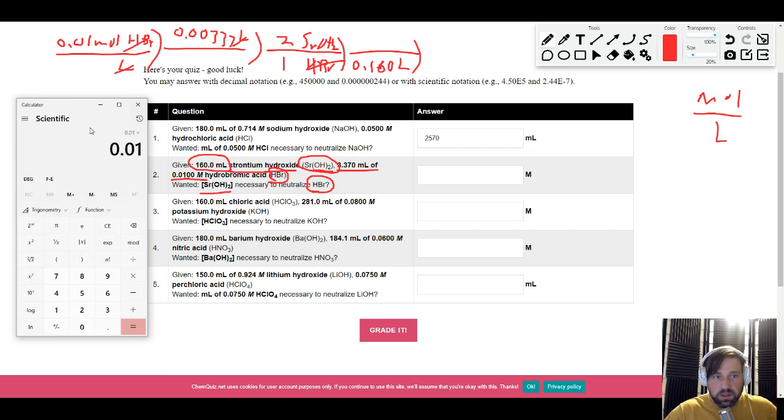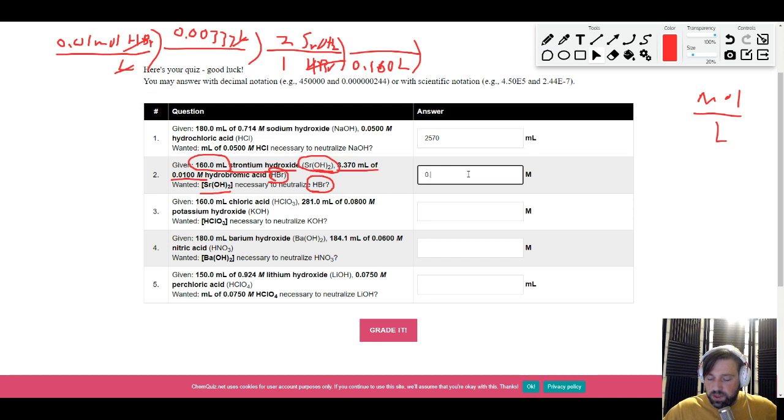All right, let's do this real quick. 0.01 times 0.00337 times 2 divided by 0.16, and that gives us 0.000421.